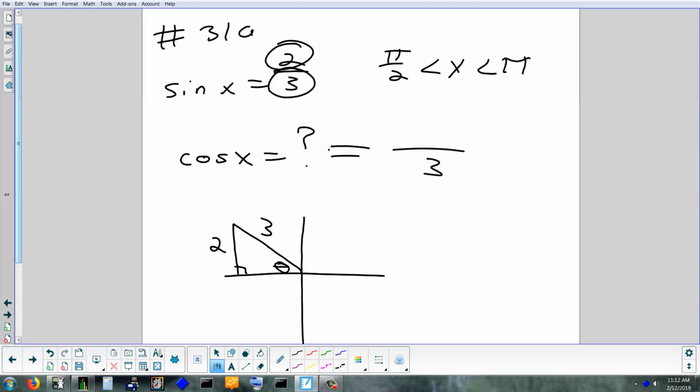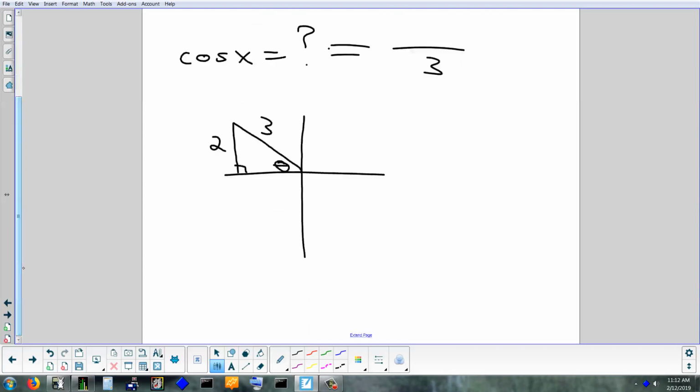So it's something over 3. But I need to find the adjacent. How can I get the adjacent if I have the other two sides? Chris? We can temporarily just call it x. And then just solve using the Pythagorean theorem. So x squared plus 2 squared equals 3 squared. So we're going to get x squared equals 5, because 3 squared is 9, 2 squared is 4, and 9 minus 4 gives me 5. So x is the square root of 5.